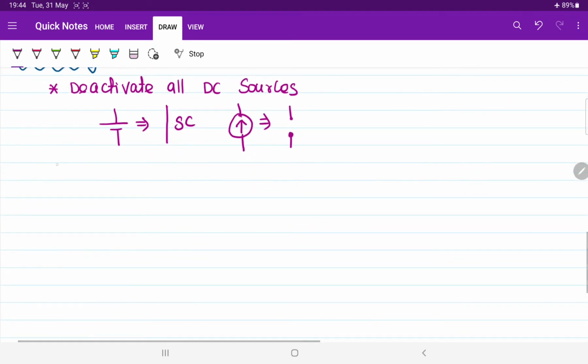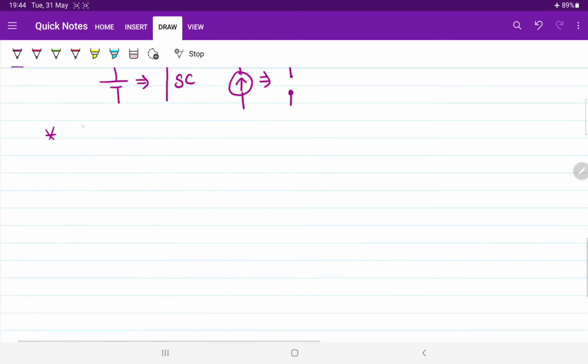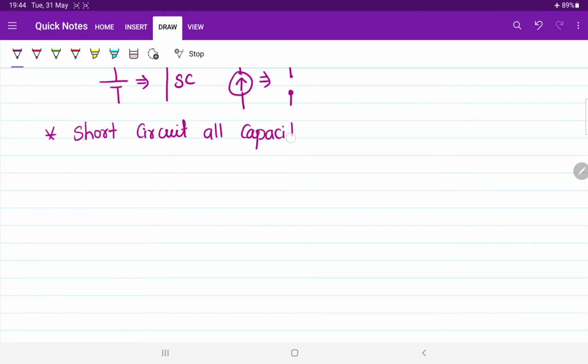And the next thing is we are doing low frequency analysis, right? So in low frequency analysis, while doing AC analysis, always short circuit all capacitors. So in our question they haven't shown any capacitors. It means they have short circuited the capacitors by themselves, in the question itself.